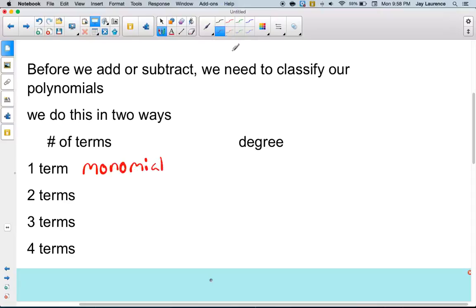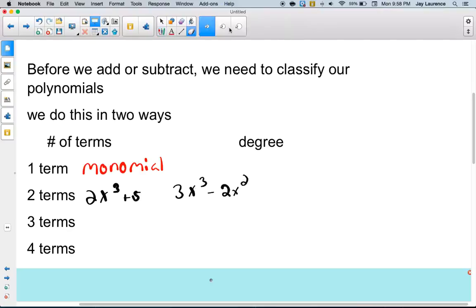Now if there's 2 terms involved, for example, like 2x cubed plus 5. And I know 5 is a constant, but it's okay to have that there. Or 3x to the 3rd minus 2x squared. There's 2 terms in both of those. Those are called binomials. So those are binomials if there's 2 terms there.